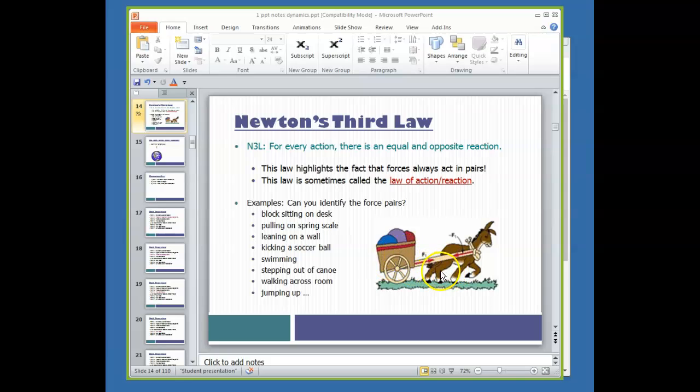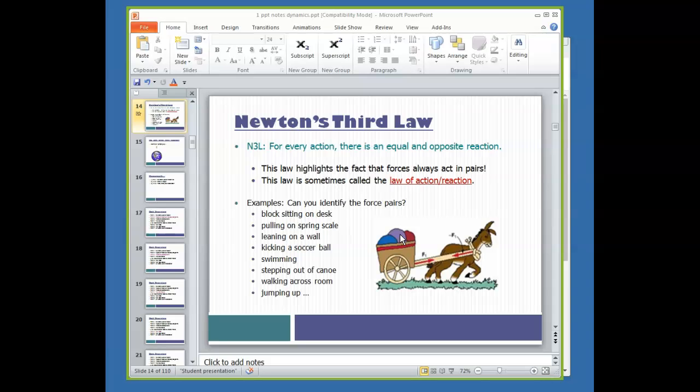You could say that the donkey is pushing the earth backwards, and so the earth is going to propel the donkey forward. I don't know what these little sacks are, but let's say the sack pushes down on the cart, then the cart would push back up on the sack. So you're always just looking for two things, two nouns that are acting in the opposite direction.